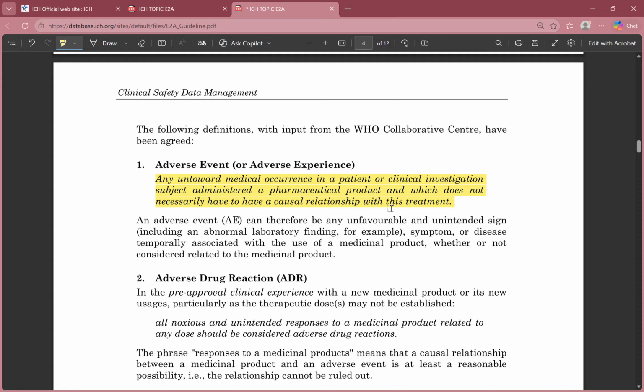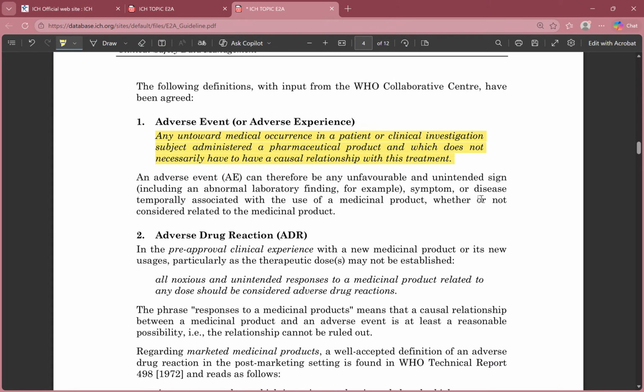The second major point in the adverse event definition is that it does not necessarily have a causal relationship with this treatment, which is the point that differentiates it from the adverse drug reaction term, right? And it can be any unfavorable unintended sign, including any abnormal laboratory finding, for example a symptom or disease which is temporarily associated with the use of a medicinal product, whether or not considered related to the medicinal product.